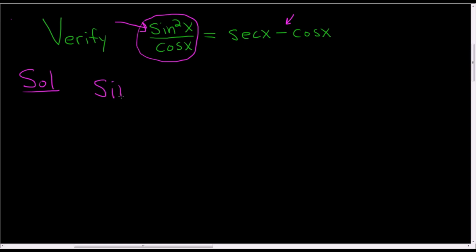So sine squared x over cosine x. Well, sine squared is 1 minus cosine squared x. This is over cosine x.